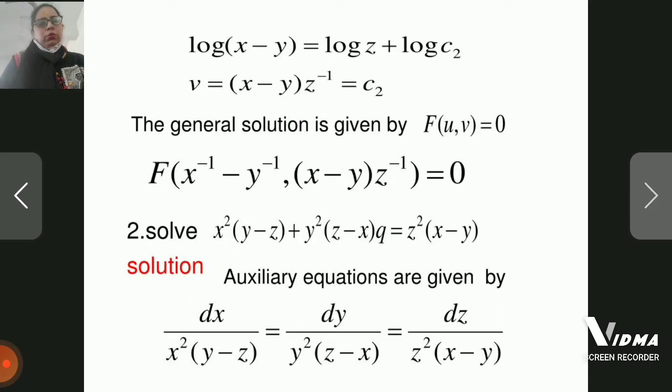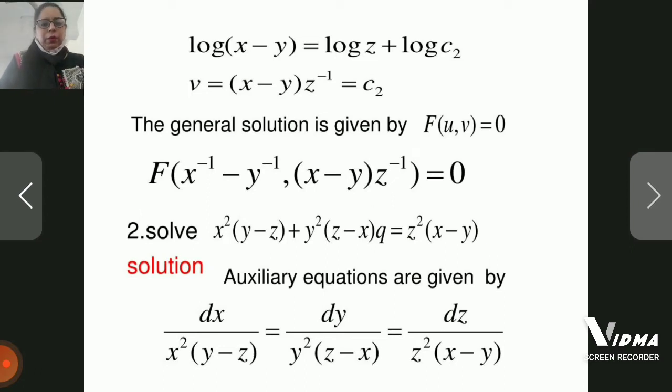Now we check the general solution. The general solution is given by F of u, v is equal to 0. Now we put the values of u and v, and we get capital F of (x inverse minus y inverse, comma, (x minus y) into z inverse) is equal to 0. This is the general solution for this equation.